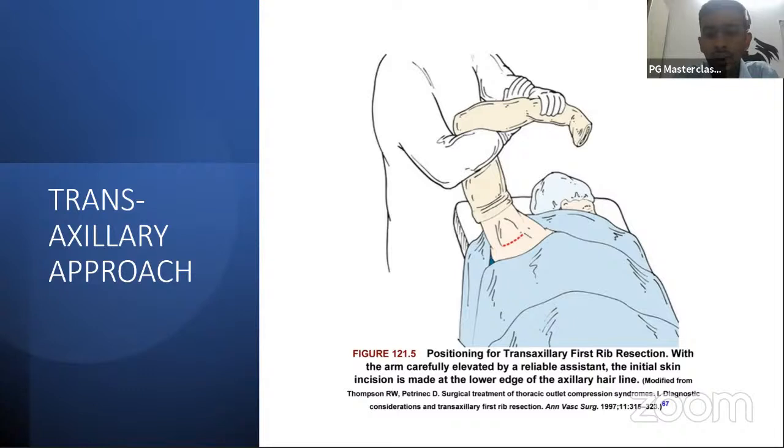In this case, as we can see, the position of the patient is 30 degrees with a head tilt and 10 to 15 degrees of a left tilt. The arm of the patient is prepped and draped, and it has to be held up either by an assistant or by suitable devices. The incision is placed between the anterior and posterior axillary folds, that is the latissimus dorsi medial extent posteriorly and the pectoralis major lateral extent anteriorly, as shown in the figure here. The incision is at the level of the lower edge of the axillary hairline.